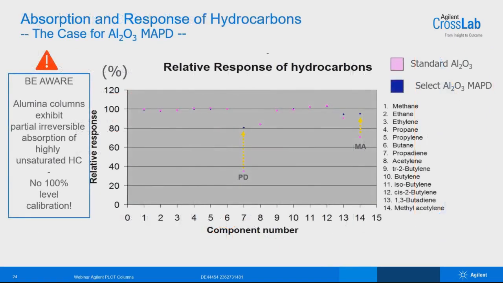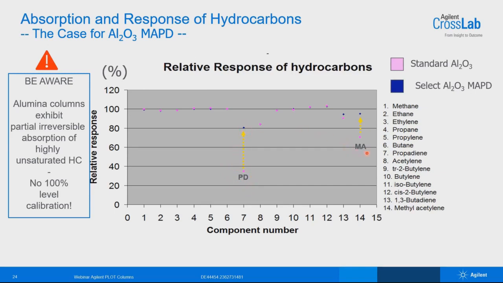Alumina columns are not perfect. They are moisture sensitive to begin with, but there is also partial irreversible absorption of highly unsaturated hydrocarbons occurring. This was the reason for the introduction of the so-called MAPD version, an alumina column with a higher degree of deactivation, which provides a higher response for these types of unsaturates. This graph clearly illustrates that for propadiene and methyl acetylene.